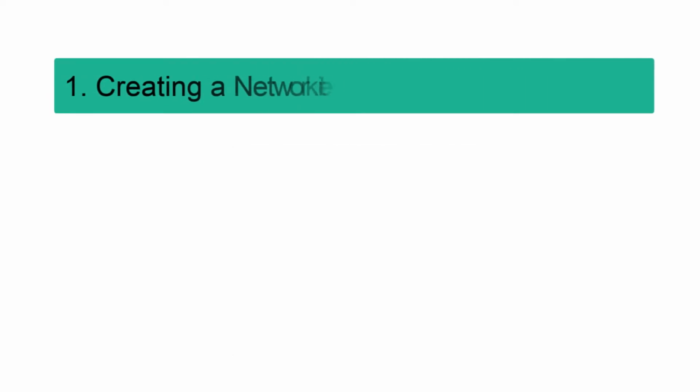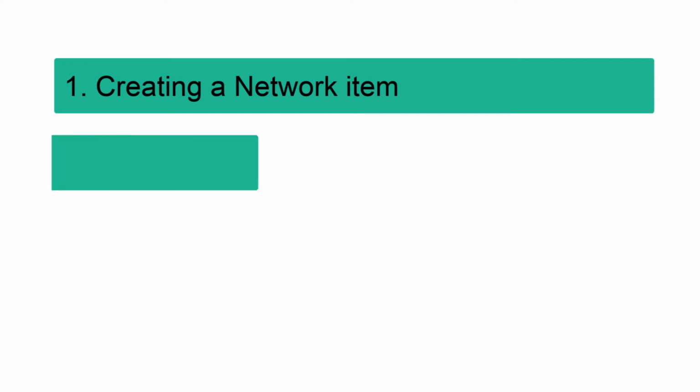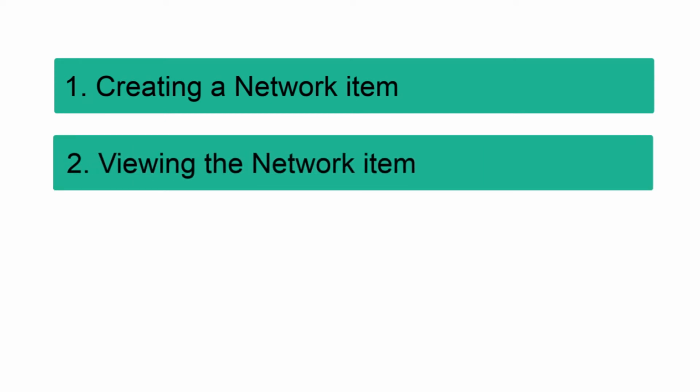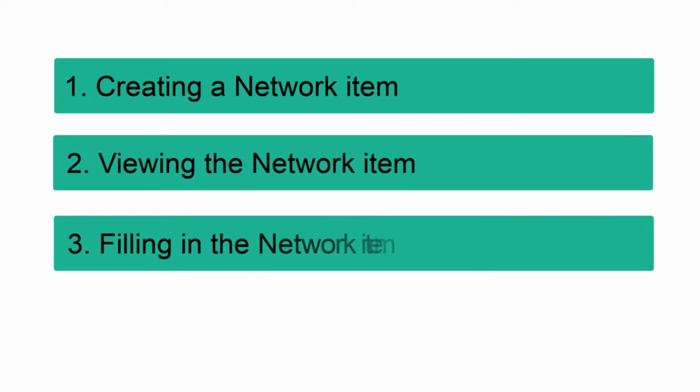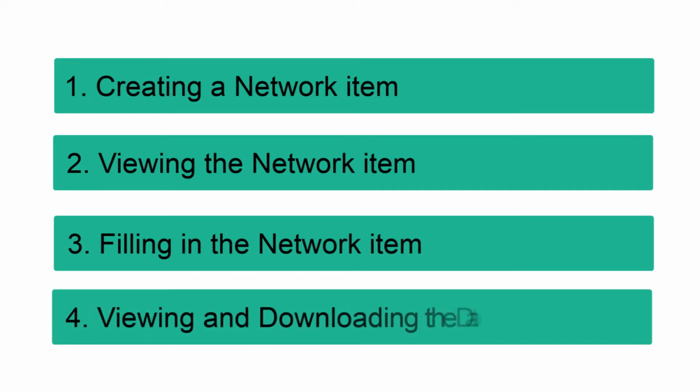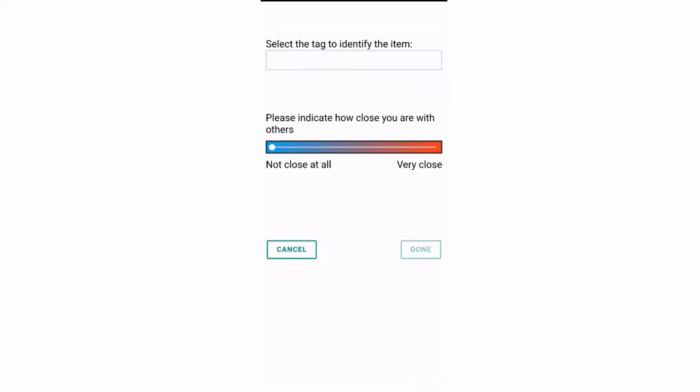In this video, we will show you how to create a network item for your experiment, how the participants can view the network item, how the participant can fill in the response for a network item, and how to view and download your data metrics. A network item enables the participants to indicate the warmth of the item as a response. Let's go over an example.